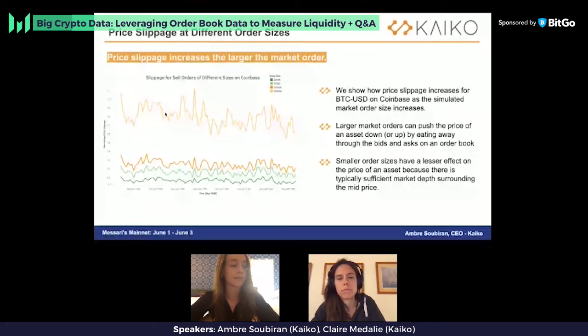And of course, this is very intuitive because this data is calculated directly from market depth. So the larger orders will eat through the bid side or the ask side of an order book more so than smaller orders.